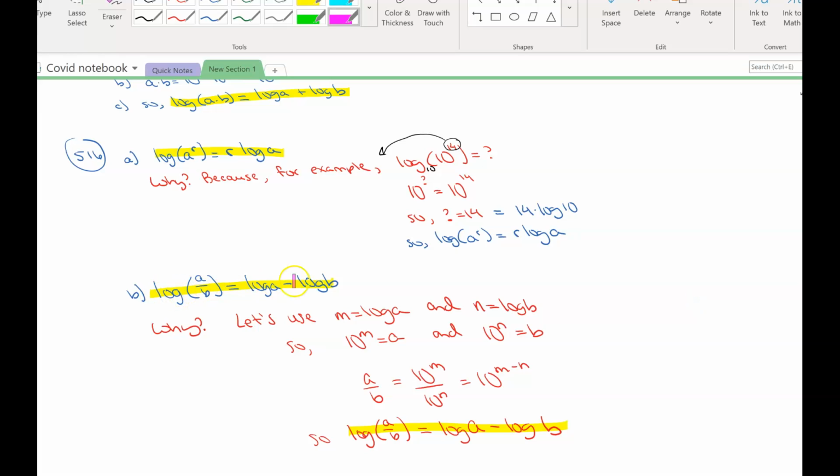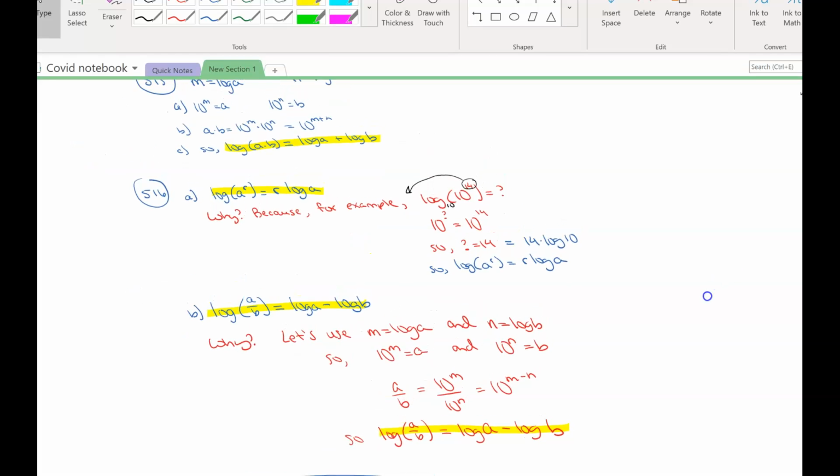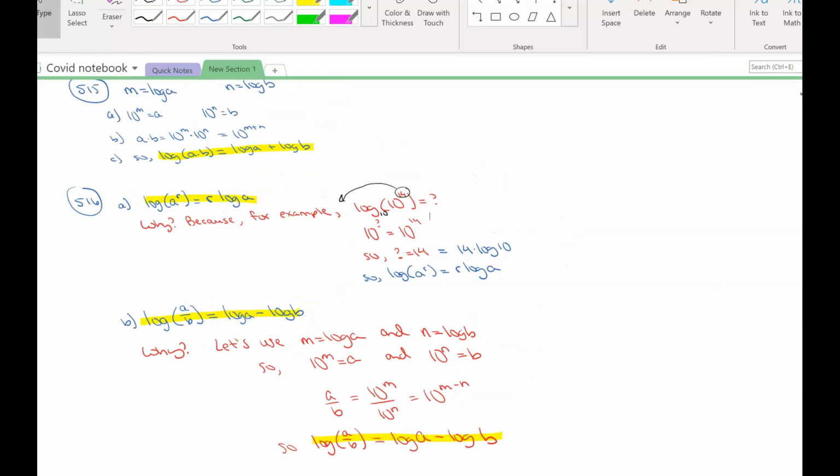Okay, they gave you this and they said, well, okay, why is this true? Well, let's see. So I gotta shrink down a little bit. I just used the information from part A, right? I started with the same starting point. If m equals log A and n equals log B, and notice I'm just saying m equals log A, I'm no longer saying m equals log base 10 of A. It's understood at this point.